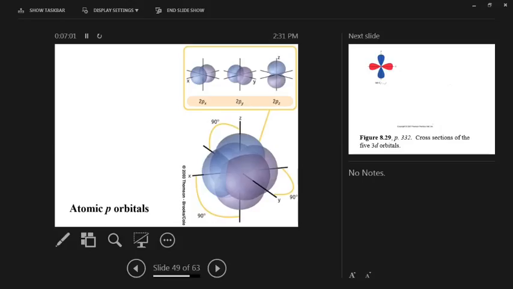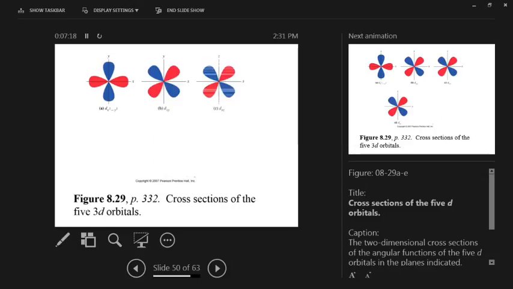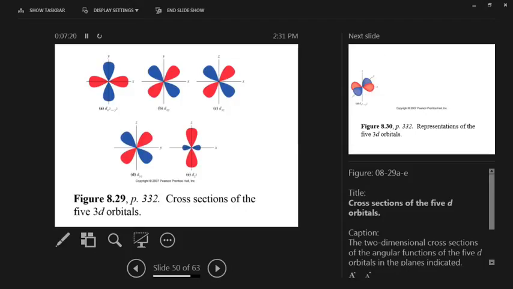All right, so spherical and dumbbell. Now beyond that, we don't necessarily have a name to call them, but let's go up to the d orbitals. So for d, you would hopefully tell me 5. And here they are. And they hurt my brain.